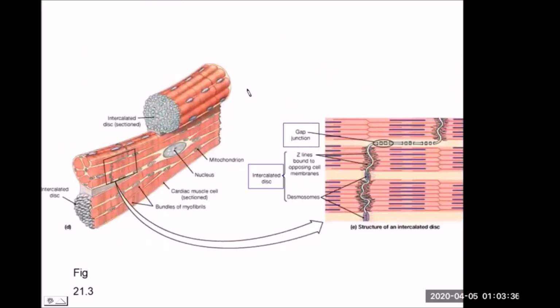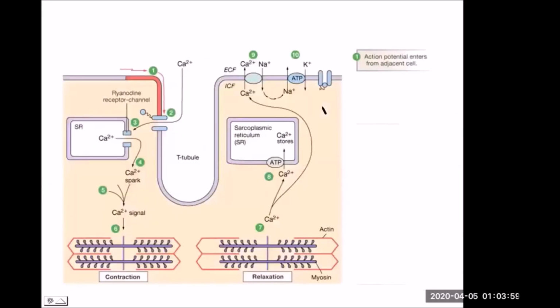So a quick look at the cytology of cardiac muscle, and you should notice here Z discs and A bands and H zones. So again, a lot of similarities to skeletal muscle, and that's why we wanted to focus on the differences here. So intercalated discs and gap junctions. And again, this will look very familiar, the sarcolemma, the T-tubules, the SR, the release of calcium.